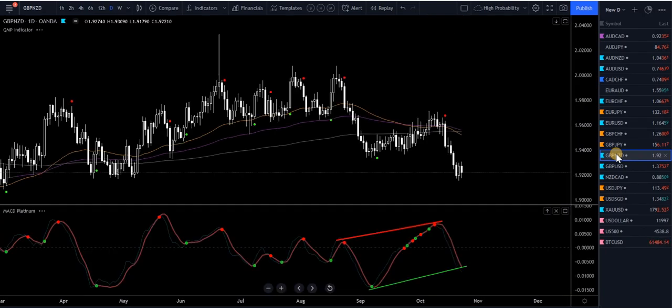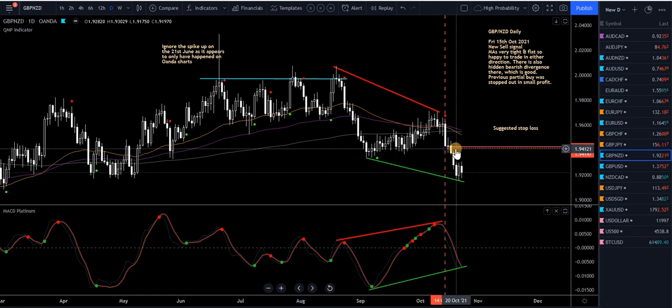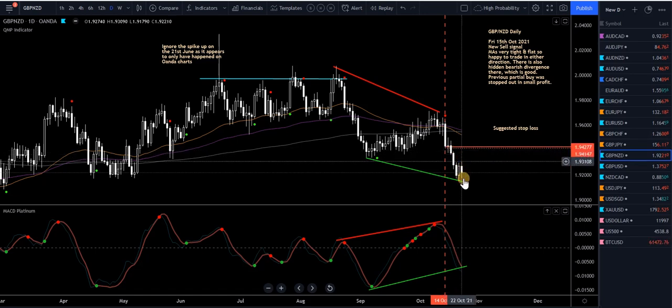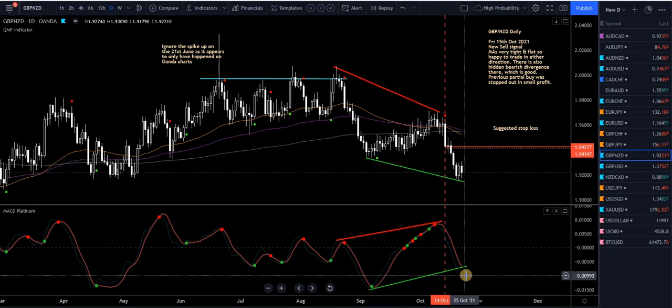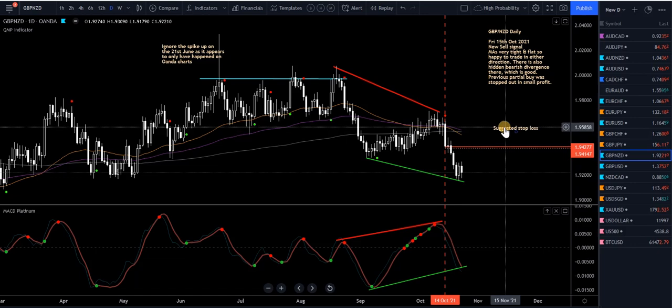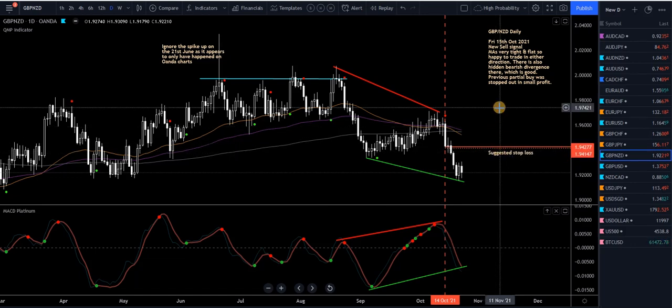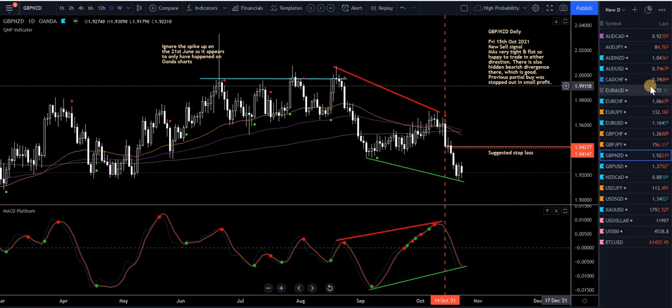Pound New Zealand, we're in a sell still, going nowhere. We locked in profit, or we closed half, and we drag the stop down inside the entry level. Start to draw trend lines in for potential divergence. Nothing happening at the moment. We'll drag that down. It's just a stop loss. Yeah, nothing happening there at all.